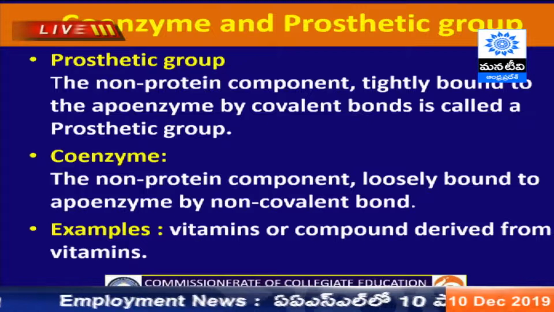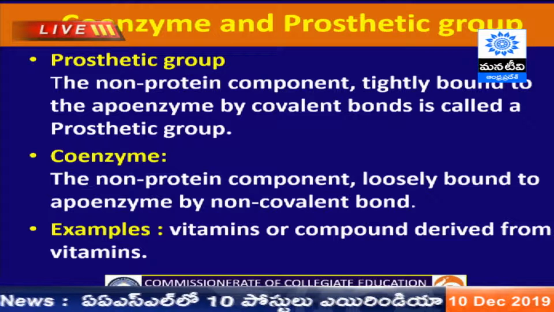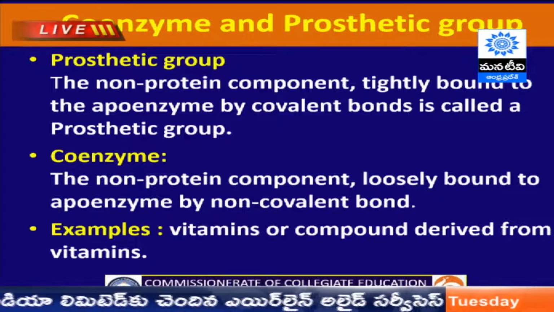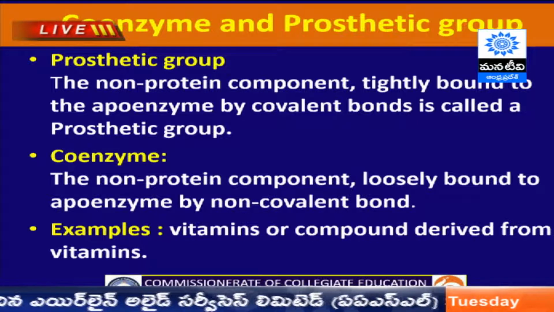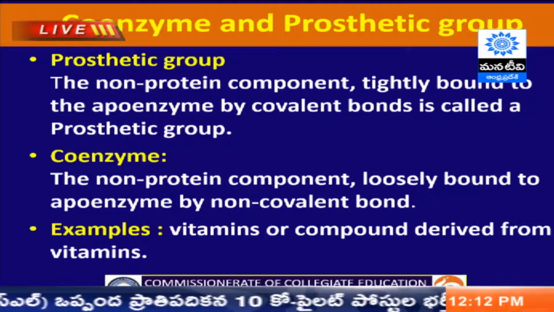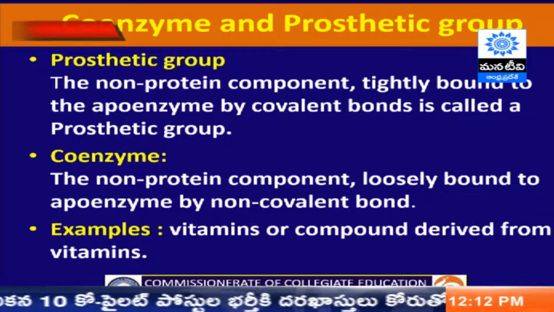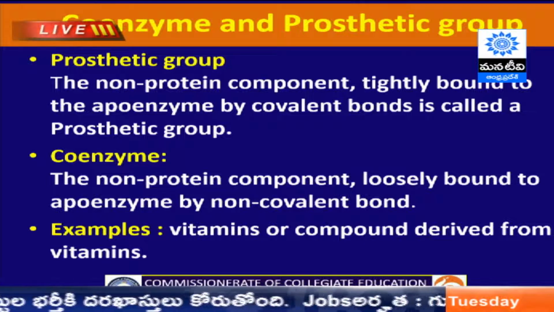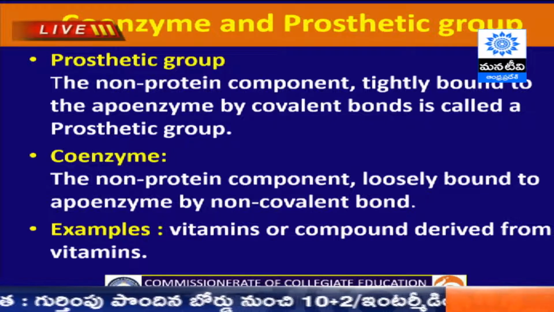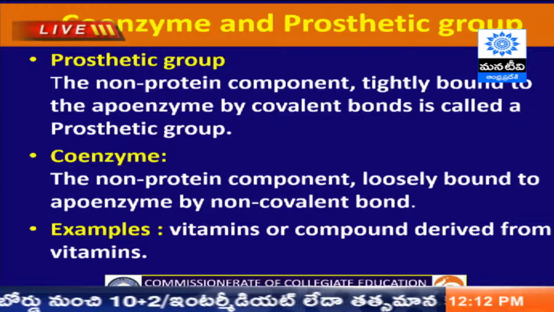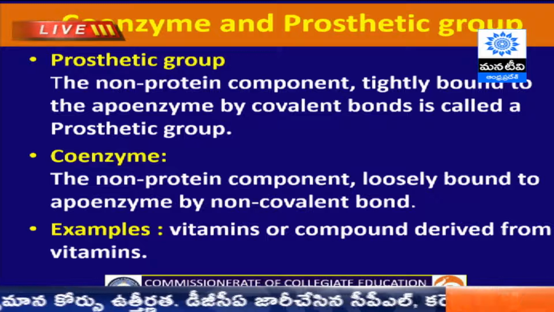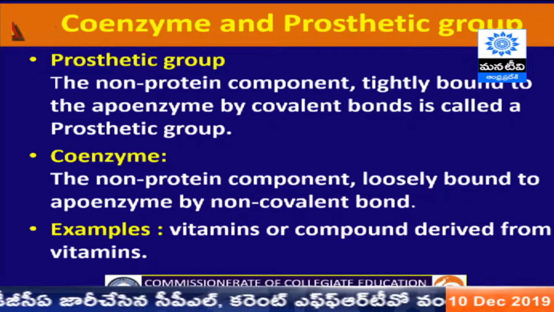This prosthetic group may be loosely bound or tightly bound to the protein part. So this non-protein part is tightly bound to the apoenzyme, and it is present along with the enzyme in the vicinity of the active sites of the enzyme, and it binds with the enzyme by a covalent bond. So these non-protein parts, which are tightly or loosely bound to the protein part, are called the prosthetic group. This may be in the form of an organic molecule or inorganic molecule.